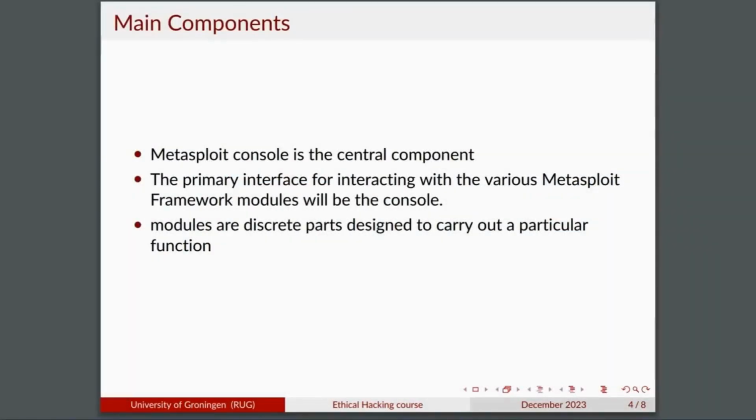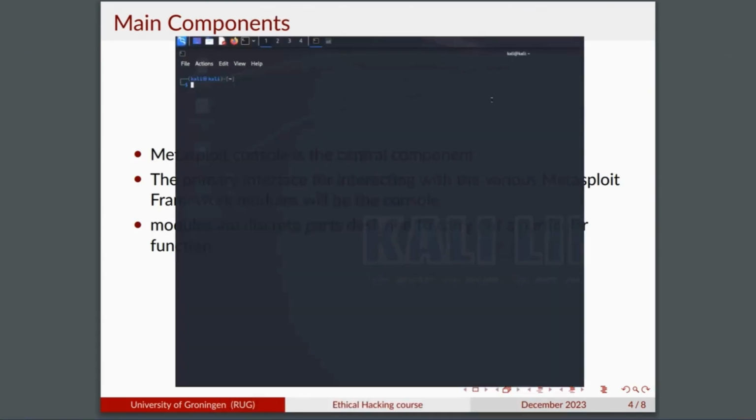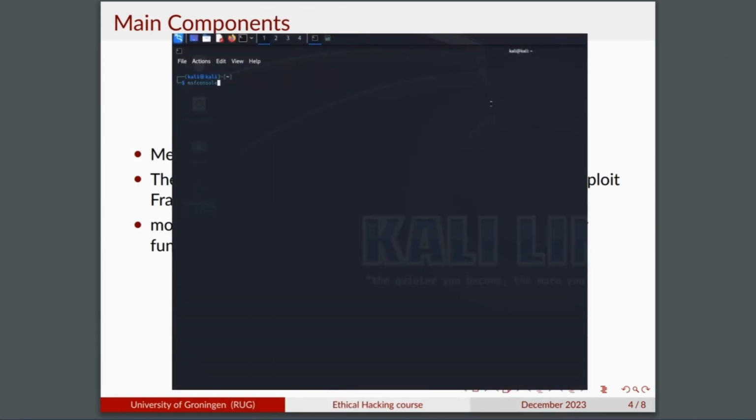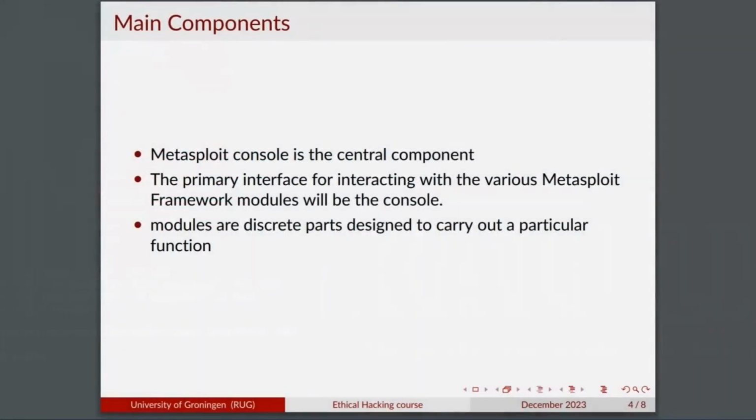So we will now go over the main components of the Metasploit framework. So the Metasploit console is the central component when utilizing the Metasploit framework. This console can be used with the msfconsole command to run it from the terminal. The primary interface for interacting with the various Metasploit framework modules will be the console. And within the Metasploit framework, modules are discrete parts designed to carry out a particular function, such as, for example, brute forcing an attack or finding a vulnerability.